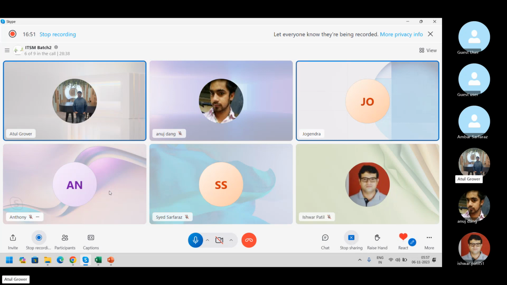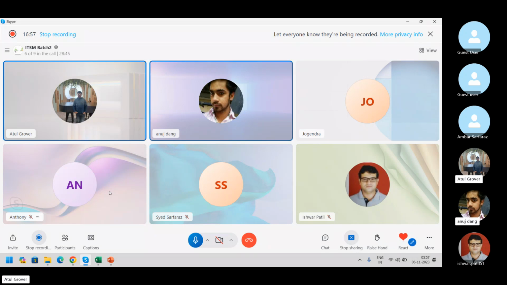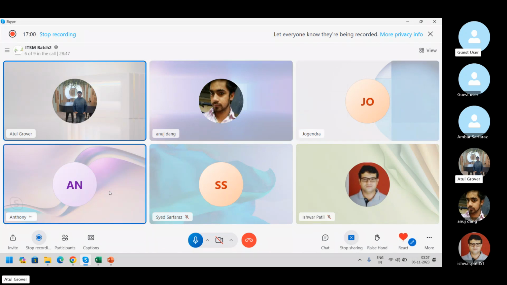Agree? Any doubt? Any question? No, clear. Anybody? Anuj, Anthony, Khalida, Ishu. Agree, very clear. Okay, good.